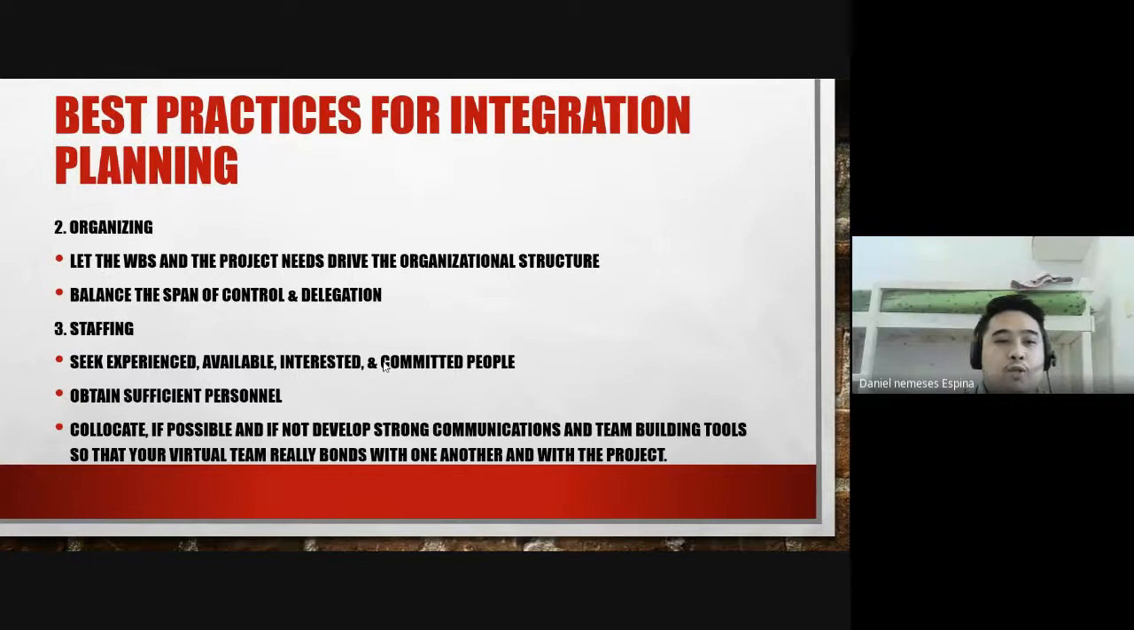As to organizing, creating the work breakdown structure, following the ideal way of chopping the activities: from the project management, to project deliverables, and then to activities. And then the project needs drive the organizational structure. Okay.